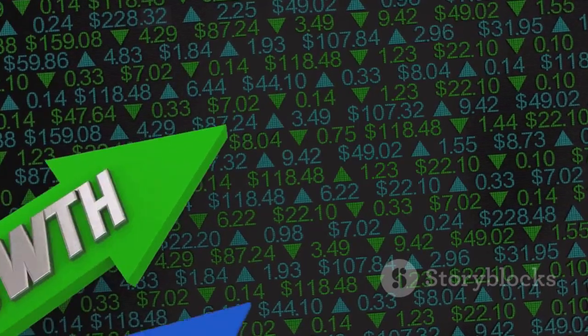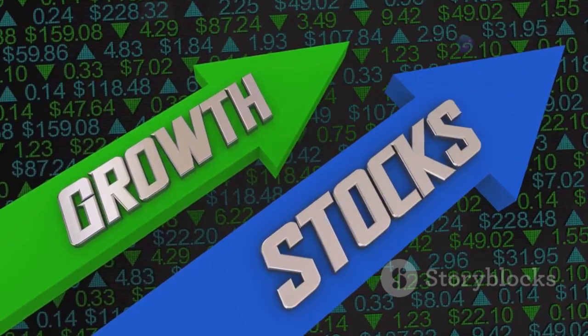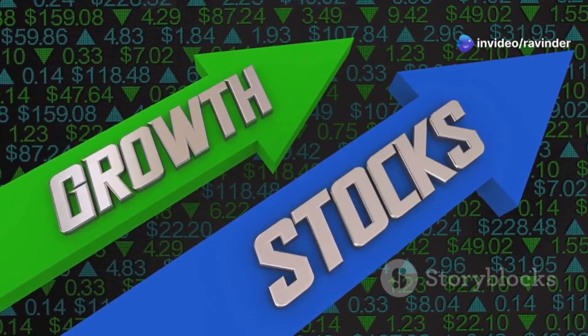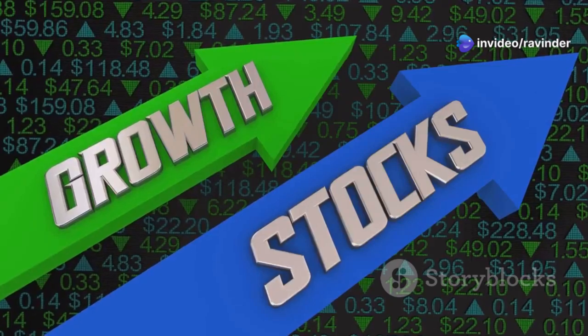Value investing, on the other hand, tends to be less volatile and focuses on generating steady returns over time. This strategy is often preferred by those who are more risk-averse and looking for stability. The key takeaway here is that there's no one-size-fits-all approach to investing. Each strategy has its own merits and can be effective depending on your individual circumstances.